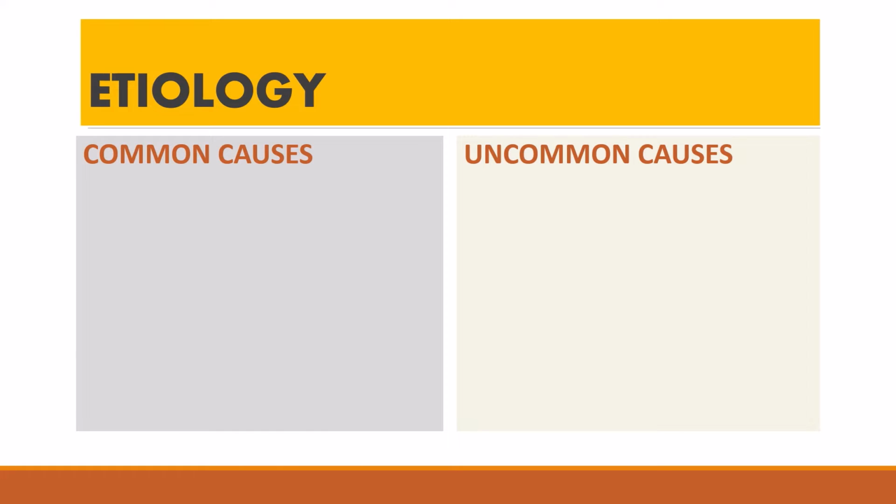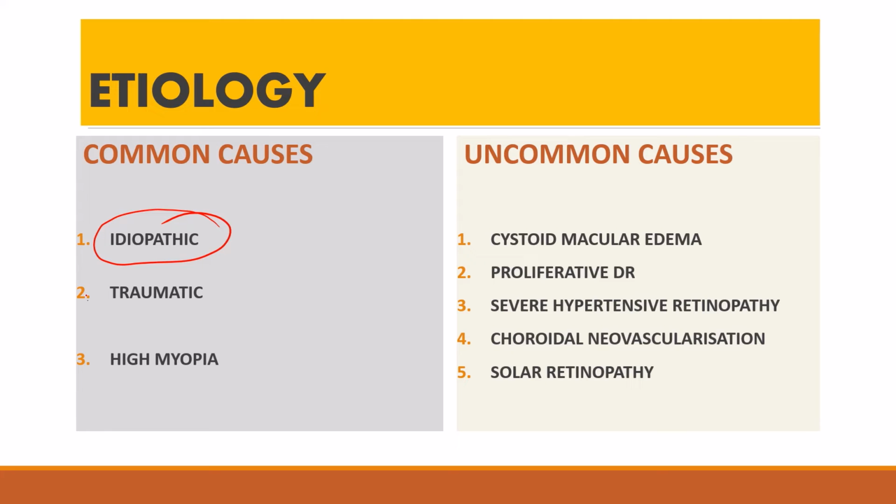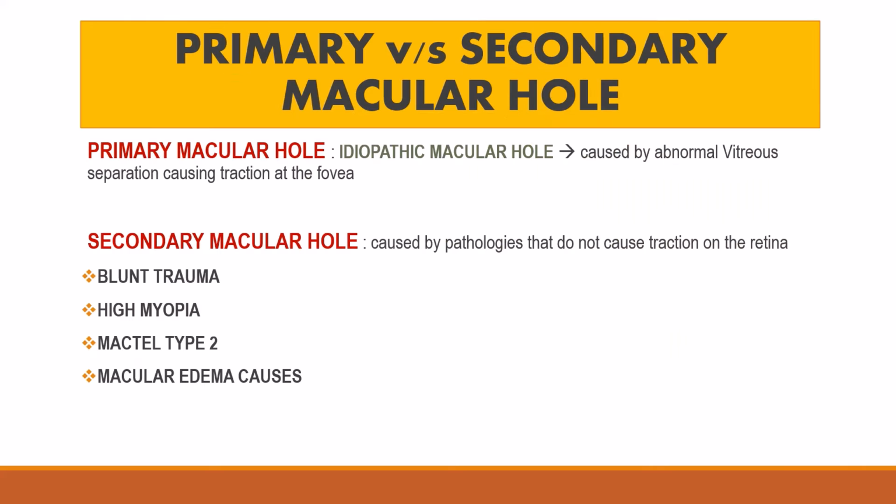Now, what are the most common causes of macular hole? The most common one is the age-related or idiopathic macular hole. Then we have the traumatic macular hole and high myopia associated macular holes. Now, there are a lot of uncommon causes, and all the uncommon causes basically are related to some sort of cystic change in the macula. So these are cystoid macular edema, proliferative diabetic retinopathy, severe hypertensive retinopathy, choroidal neovascularization, and even solar retinopathy. These conditions can also be some of the uncommon causes of development of macular hole.